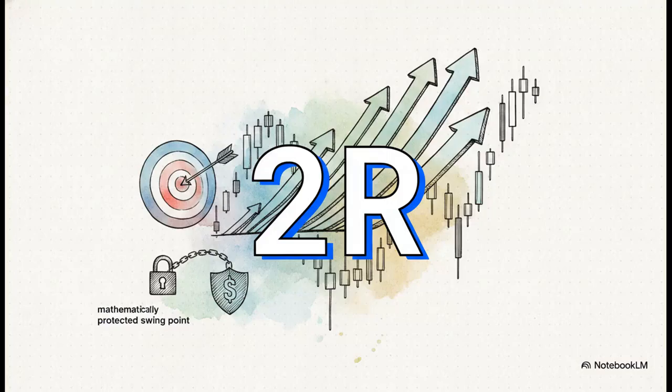And speaking of targets, because you are placing your stop loss tightly behind a mathematically protected swing point formed strictly by this mechanical sequence, an expansion candle is going to reliably deliver a baseline 2R profit target. That means risking 1% to make 2%. And honestly, often by just holding a portion of your trade to that higher time frame daily objective, these setups can easily expand to 4R, 5R, or even more.